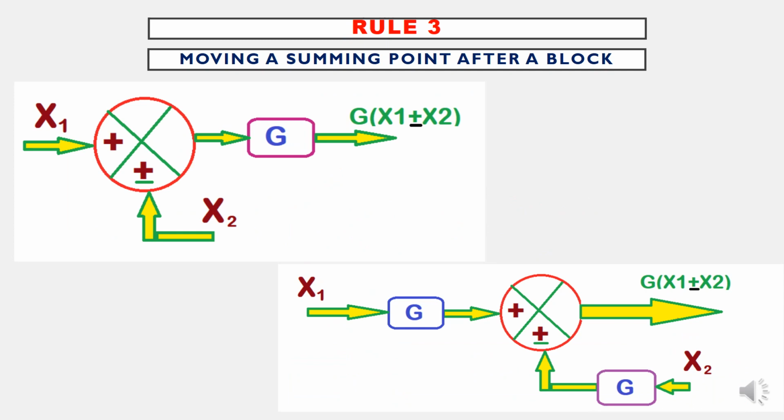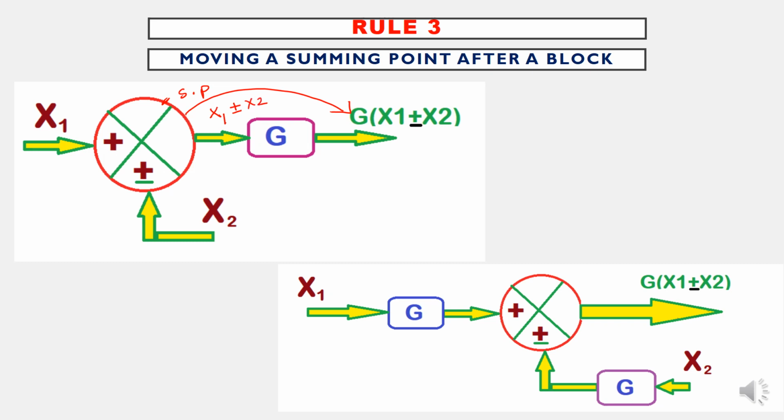Rule number 3: moving a summing point after a block. This is the summing point. We have to move the summing point after a block. So this is the resultant block diagram. Now the summing point is moved after a block. Now I have to find out the output signal. Here X1 and X2. What is the resultant at this point? X1 plus or minus X2.